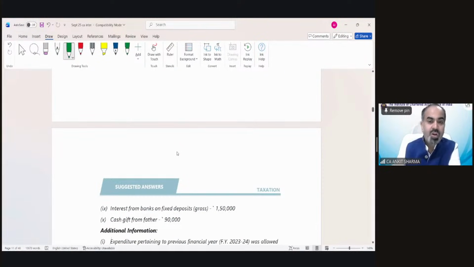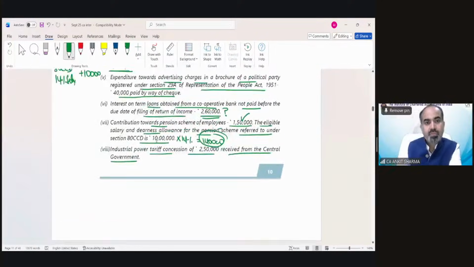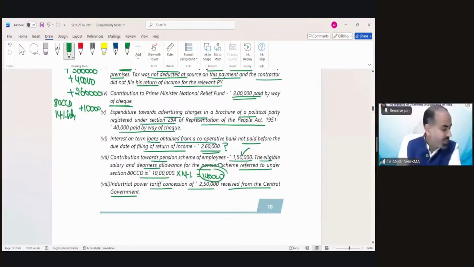Now interest on bank fixed deposit, that is income from other sources. Need to reduce. Cash gift from father is exempt, and it is also income from other sources, so that is also going to be part of income from other sources. This 1,50,000 and 90,000 need to be reduced.